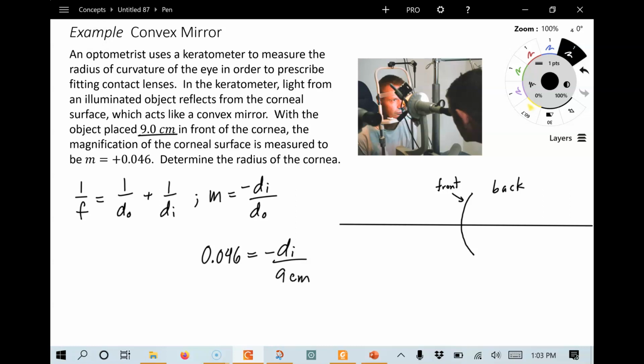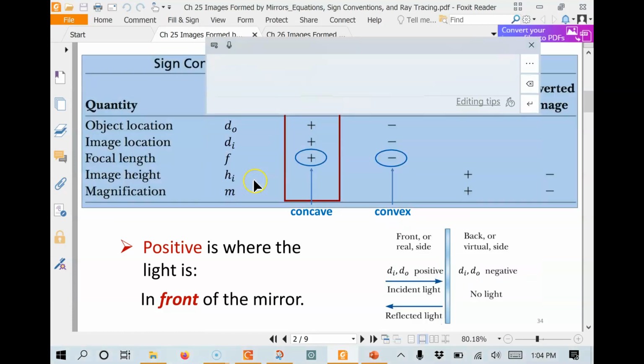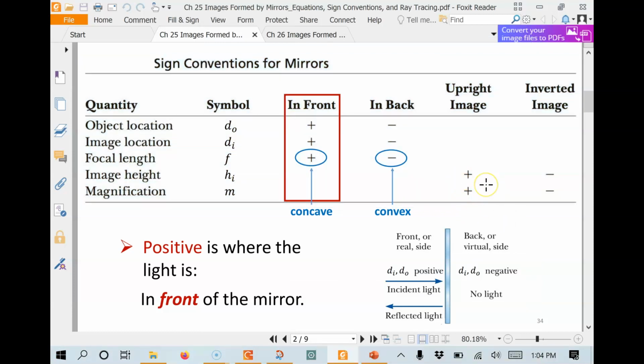And so we should go ahead and check this out real quick just to see if our sign conventions are right here. So for a convex mirror, we should be getting a focal length that's negative. We expect that. The magnification we can see is positive, so that's what we expect. Good. And the image height positive means that this is an upright image.